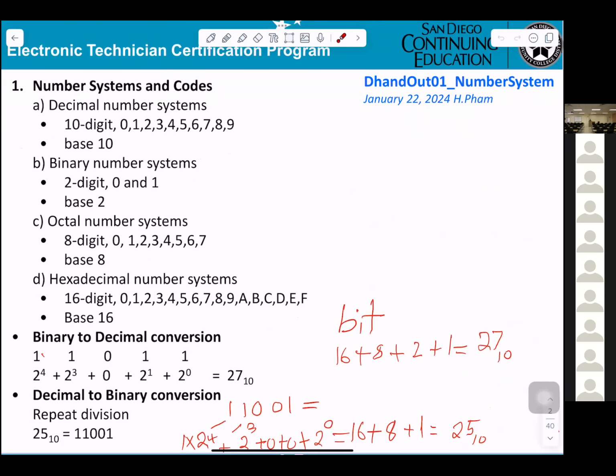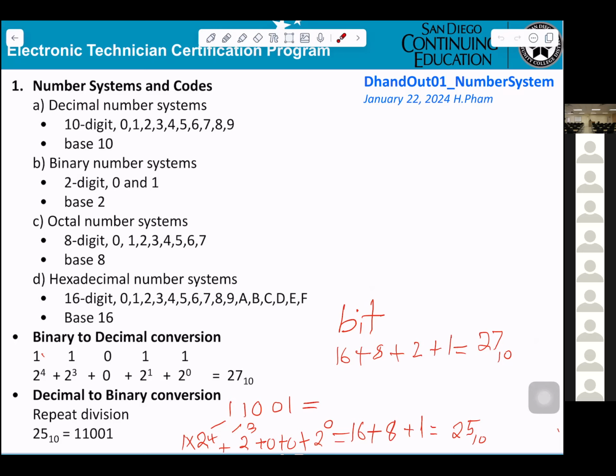And now, the first thing basically you need to know is the number system. First number, decimal, everyone already knows. The 0, 1 up to 9. Total will be 10 digits. That's why they call it base 10. Binary number, you get only 2 digits, either 0 or 1.